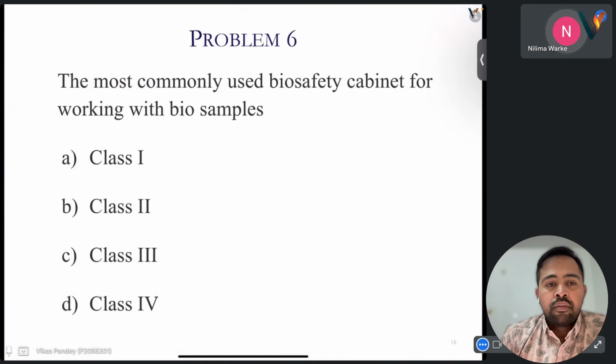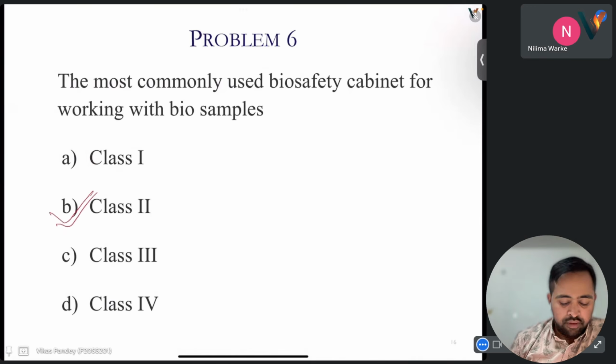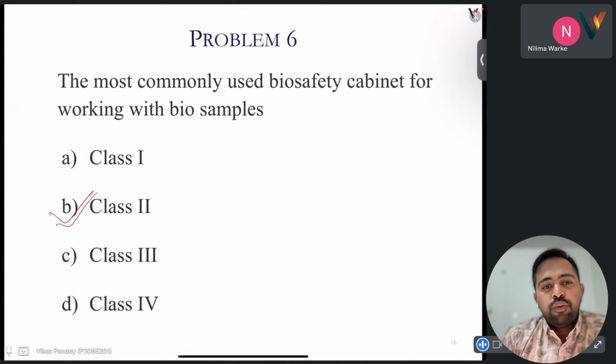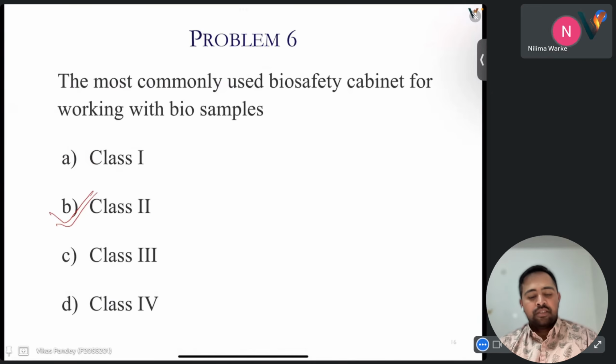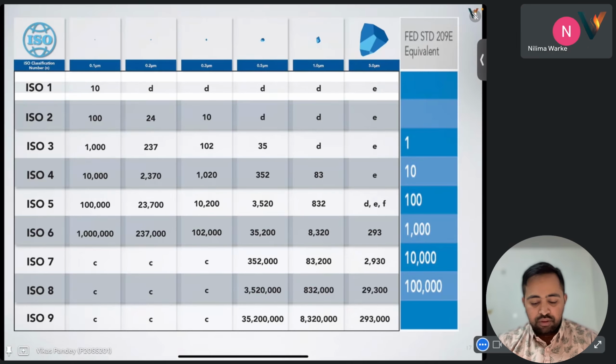Is it class 2? Class 2. And which one is better: class 1, class 2, class 3, or class 4? Which one is the best, having the highest class? Class 3 is better. Actually, class 4 will be better than that, because all the protection will be provided to the product as well as the person and the equipment, and the environment.